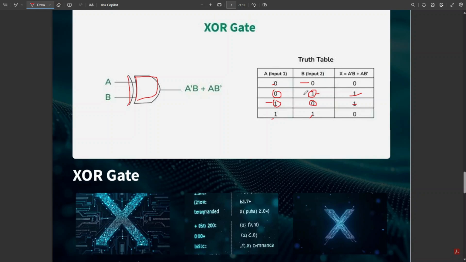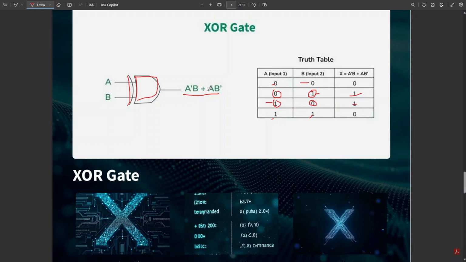So next we have the symbol. Like we discussed, the symbol actually looks just like an OR gate with one exception, and that's there's another curvature. And this is the Boolean function for the XOR gate. So first we have a prime b, then a plus, then a b prime, right? So both of them are different. First we have prime in a, and in the second one we have prime in b.